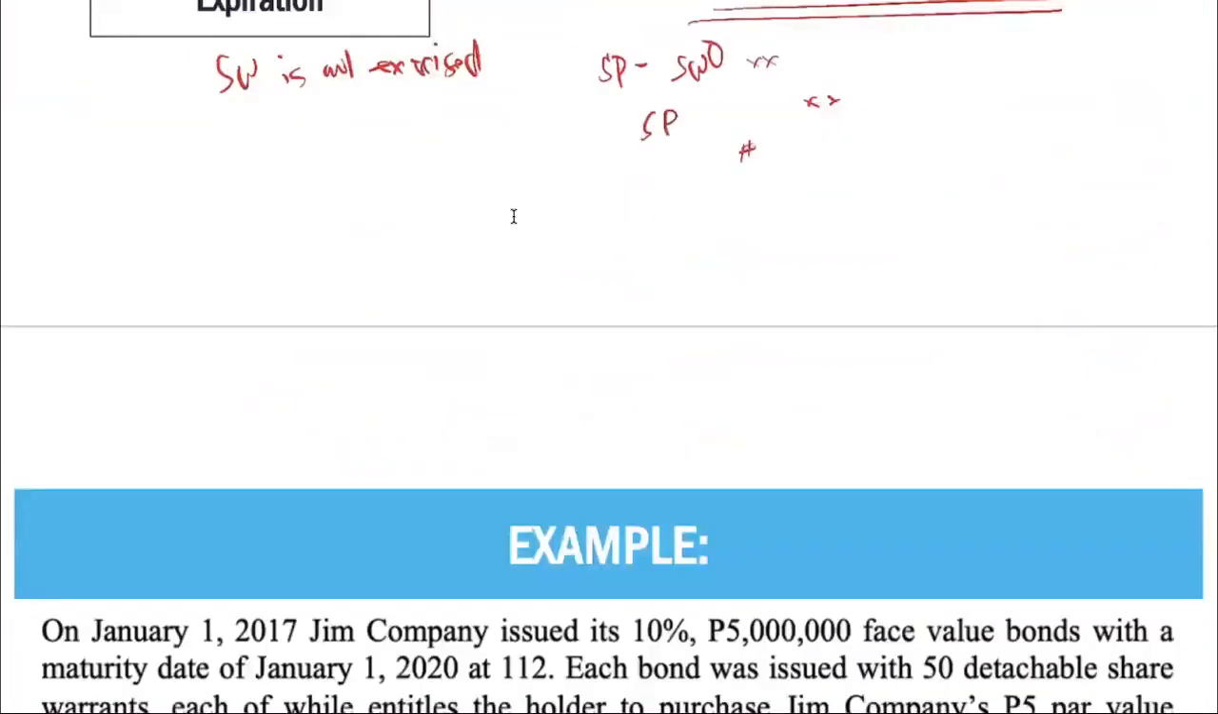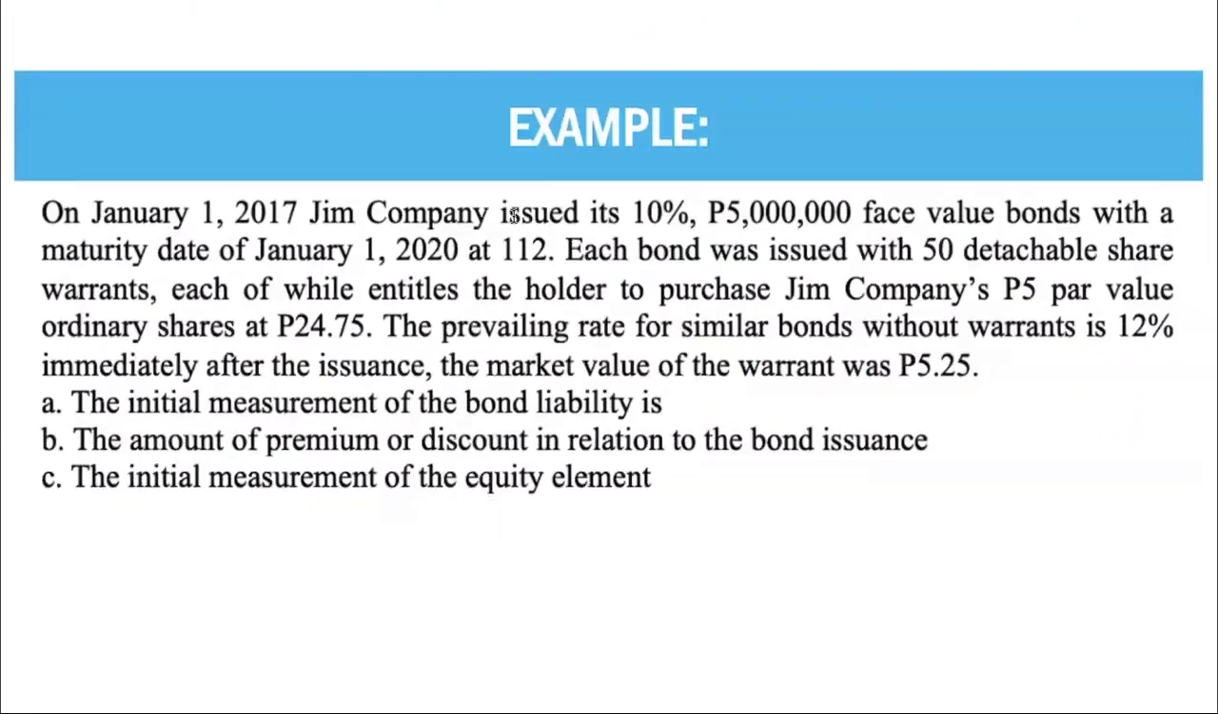Okay? Let's have an example. On January 1, 2017, Jim Company issued its 10% 5 million face value bonds with a maturity date of January 1, 2020 at 112. Each bond was issued with 50 detachable share warrants, each of which entitles the holder to purchase Jim Company's 5 par value ordinary shares at 24.75. The prevailing rate for similar bonds without warrants is 12%. Immediately after the issuance, the market value of the warrant is 5.25.